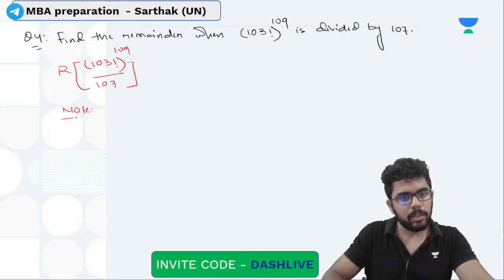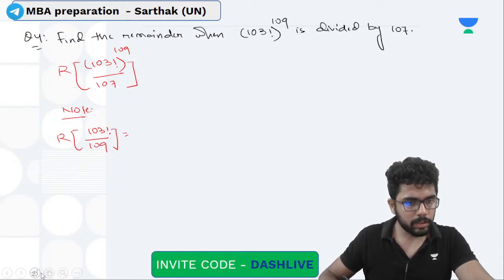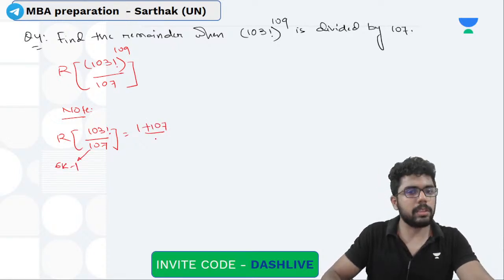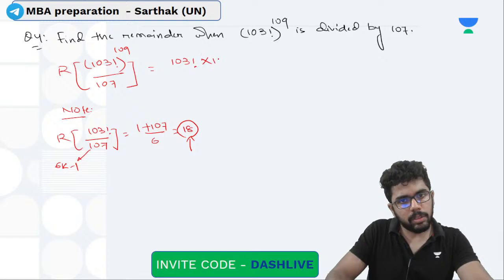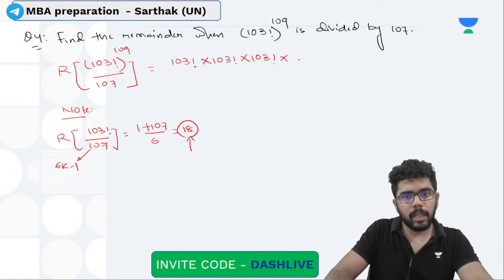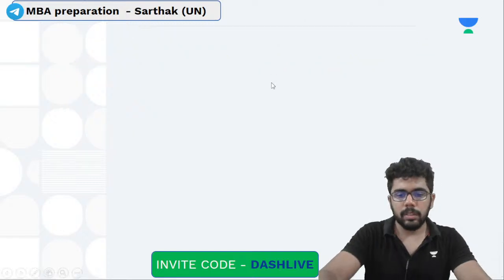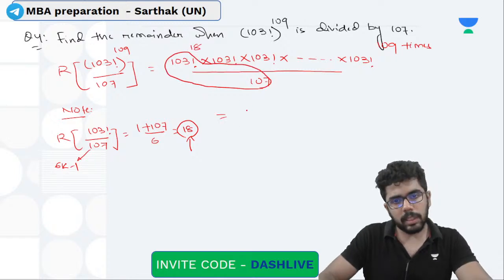Now we know that remainder of only 103 factorial divided by 107, we just calculated 1 plus p by 6, because it is in the 6k minus 1 form, so 1 plus p by 6, so I get 18 here. And once you get 18 here, I can expand it in this way: 103 factorial into 103 factorial into 103 factorial and so on. How many times? 109 times. And now this thing is divided by 107. Now every time you divide 103 factorial by 107, the remainder is 18. Basically the answer reduces to this: remainder of 18 to the power 109 divided by 107.